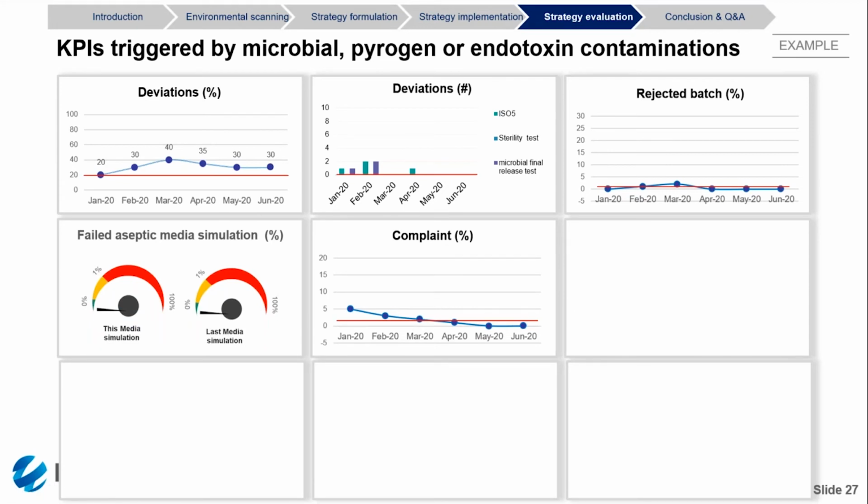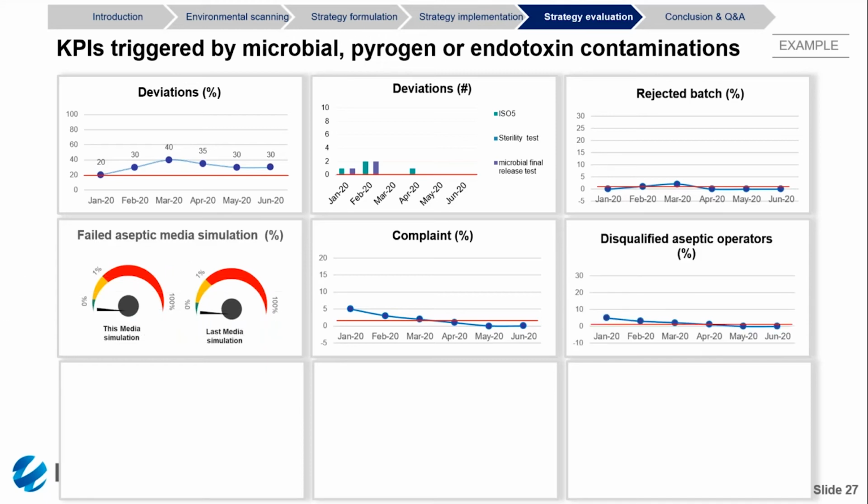That's very important because it links back what you have been doing into the production. When I was at QP, I wanted to know what the complaints coming from the market were, to understand if there is potentially an impact on my production process and what I have been releasing on the market. Another thing for aseptic manufacturers is the percentage of disqualified aseptic operators. If you start to see a trend in that, it means there is something wrong, and you need to readdress that.